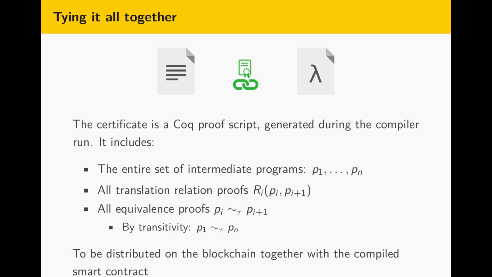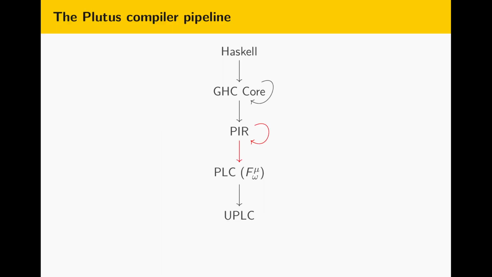And the idea is to distribute this proof object or proof script together with the compiled code on the blockchain. Now I will say a little bit about the status of the implementation of the certification engine. So when looking at the exact pipeline, we have been focusing mostly on the passes that happen between the intermediate language pair and PLC. And this is where most of the optimizations and interesting desugaring steps happen.